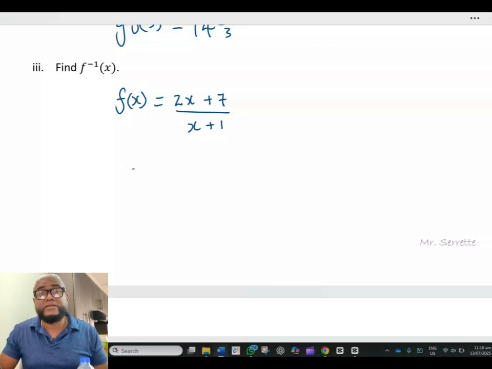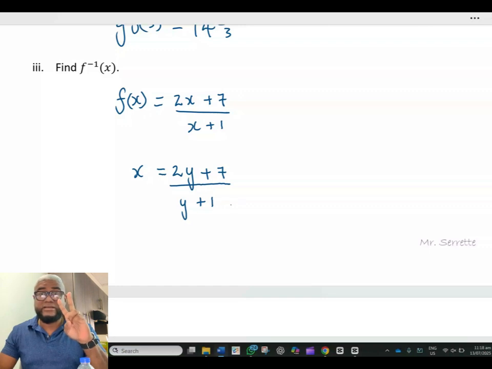Replace f of x with y. And then replace x with y. So wherever you see x here, you are putting y, all over y plus 1. Now realize we have 2 y's. Right? Step 1. You see this underneath here? You need to move this first before you can do anything else. When I move y plus 1 to the right, what do we do with it?